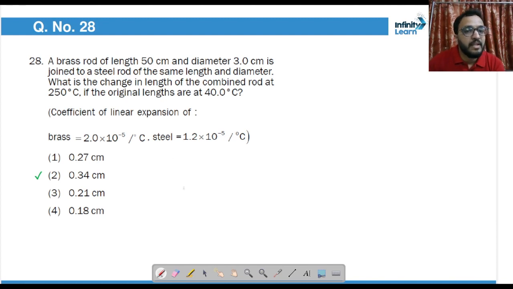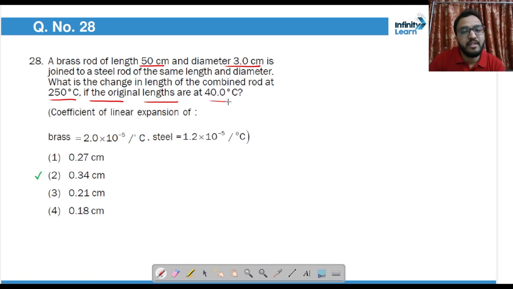Now, a brass rod. Here you don't need to do anything, everything is given to you. You just have to find the overall change in length. Delta L is equal to F into L upon A into Y. They have given the length, they have given the diameter. Change in length of the combined rod at 250 degrees centigrade.